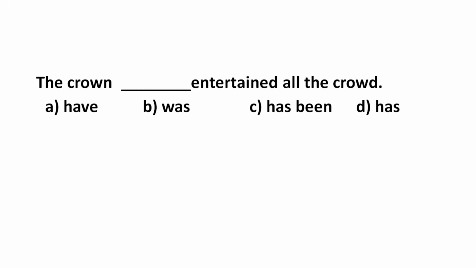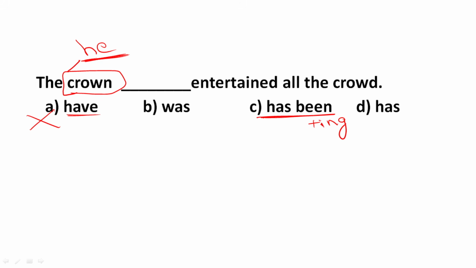Next question. The crown dash entertained all the crowd. You know who is a crown? Crown is a joker. Now generally crown is singular. So crown is a noun. The pronoun is he, correct? Now the first option is wrong because he and have is wrong grammar. Now if you see here, has been is used. You can use has been but ing should come. Here ing is not there. Here entertained is there. So the right answer is the fourth option. Because if was comes, the verb should be ing.